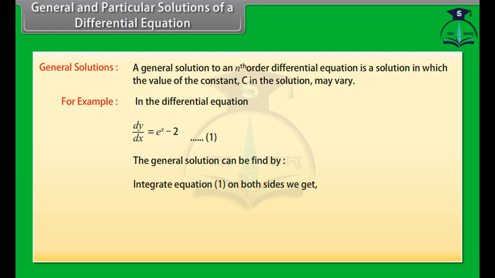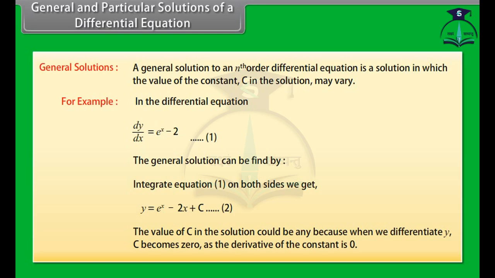We get y equals e raised to the power x minus 2x plus c, name it as 2. The value of c in the solution could be any, because when we differentiate y, c becomes 0 as the derivative of the constant is 0.